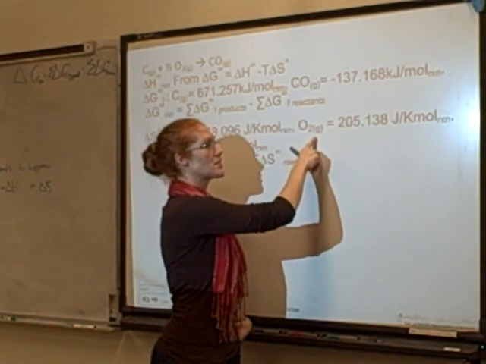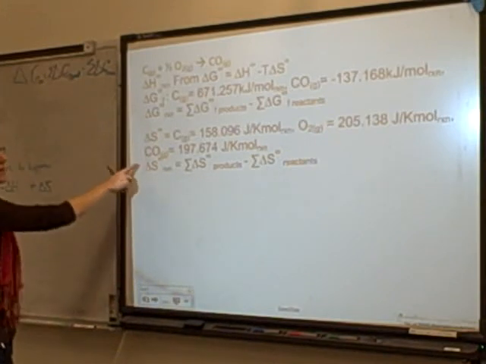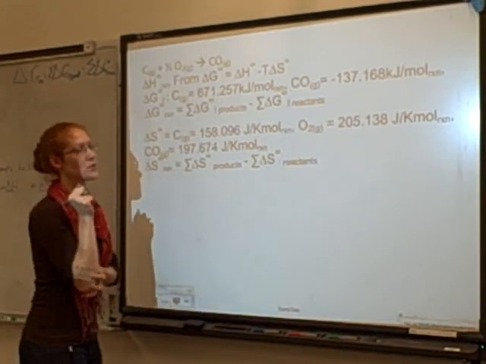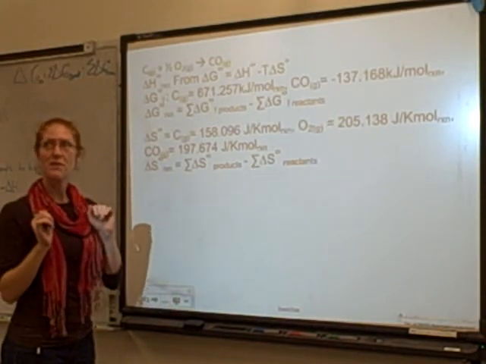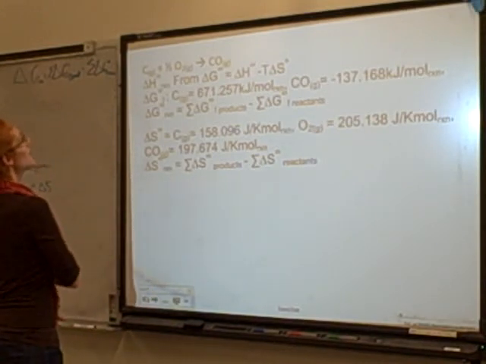The entropy of oxygen is 205.138 joules per mole Kelvin. The entropy of carbon monoxide, 197.674 joules per mole Kelvin. Okay, so you could try to solve this. Pause. And now I'll show you, when you hit play again.